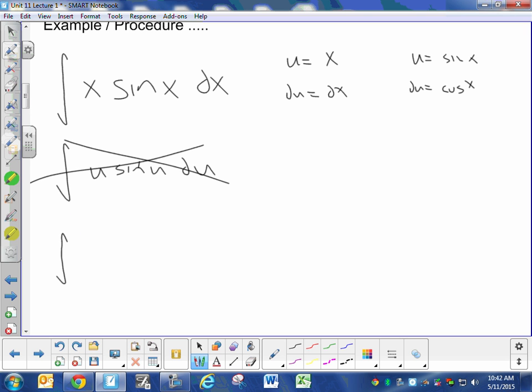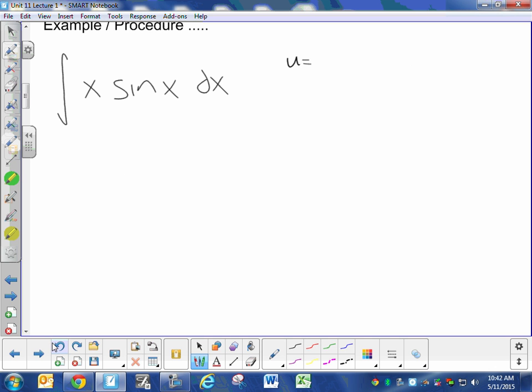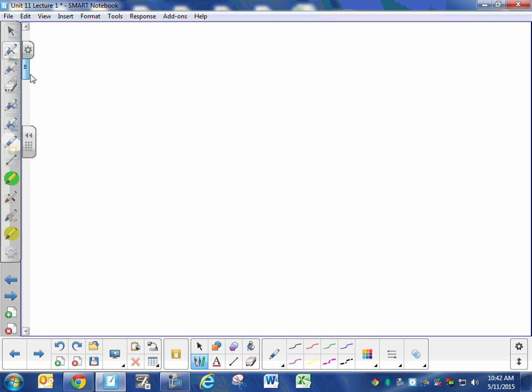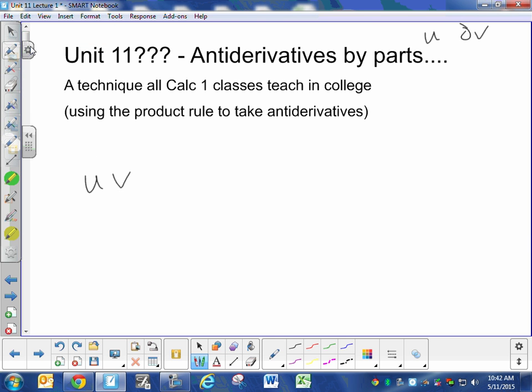Or we would have x times u times 1 over cos x dx, or du. Does that help us? No, that doesn't help us either. So u substitution doesn't work. You can't take the antiderivative by looking at this. However, there is a technique to find this antiderivative, and we will use antiderivatives by parts, integration by parts, or UDV. Where does it come from?